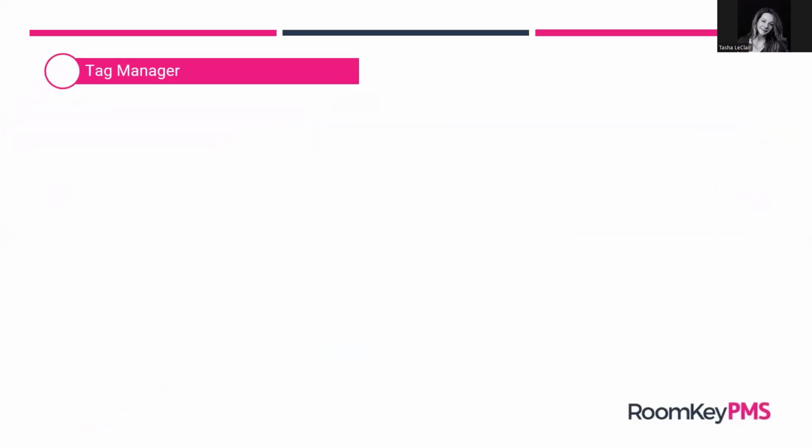So let's take a look at our next topic. This is going to take a look at the tag manager, some tips and tricks that you can use to customize the tag manager and tag management tools and filters for your reporting. If this is your first time learning about the tag manager, I'm just going to give a bit of a definition for this tool itself and what is a tag as we see it in RoomKey.